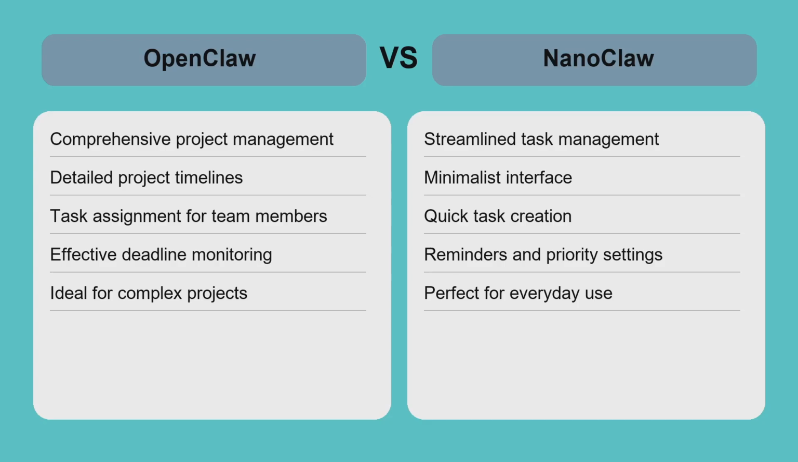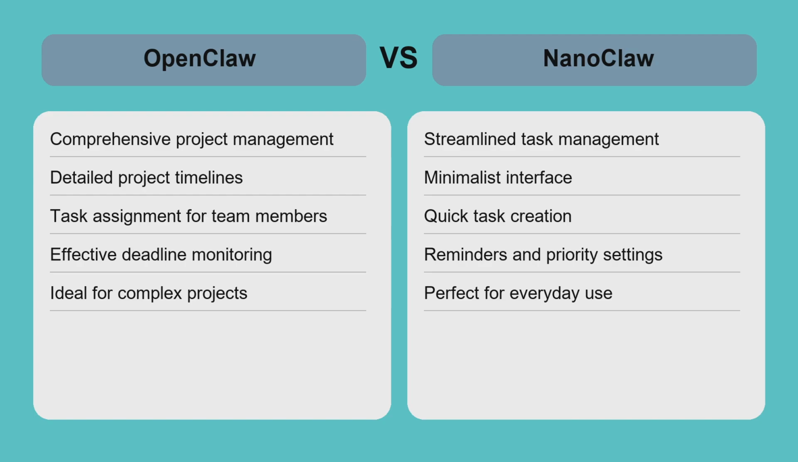When comparing OpenClaw and NanoClaw, consider your specific needs. OpenClaw excels in managing complex projects with multiple collaborators, making it ideal for teams that need detailed oversight and communication. In contrast, NanoClaw is perfect for individuals or small teams who prioritize simplicity and speed.